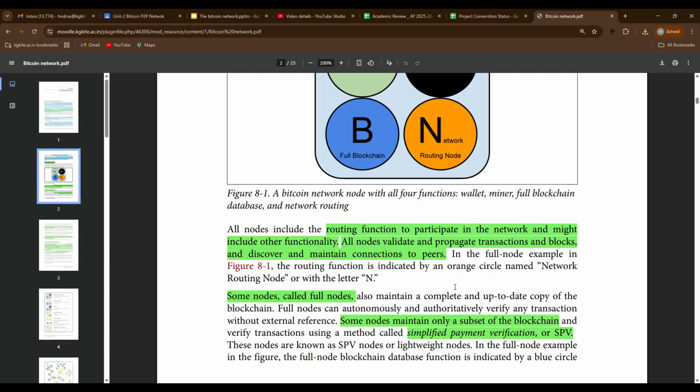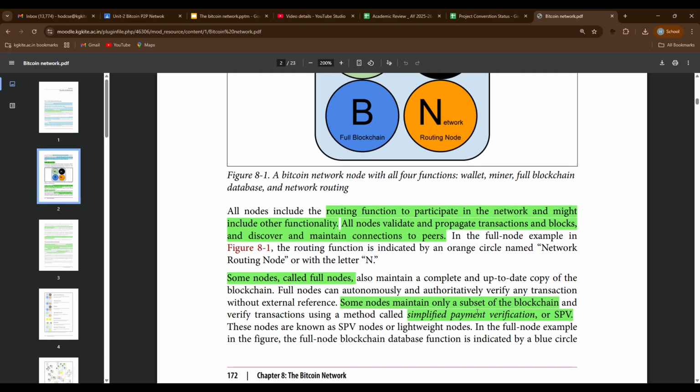There's another type of node called SPV, simplified payment verification, or SPV nodes. They are called lightweight nodes. Why is it different? How is it different? These SPV nodes maintain only a subset of the blockchain. They won't have everything. Okay. So this is the difference between a full node and an SPV node.